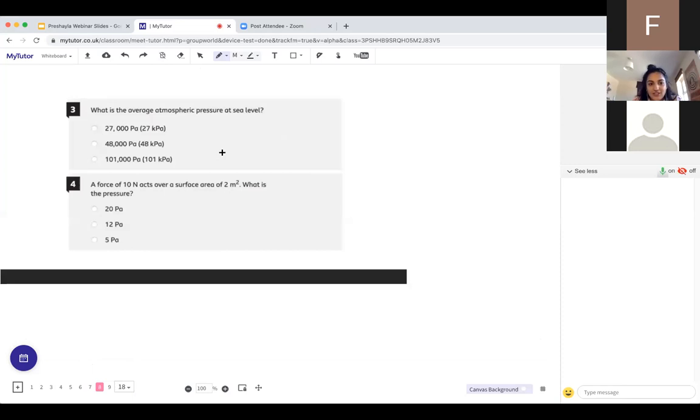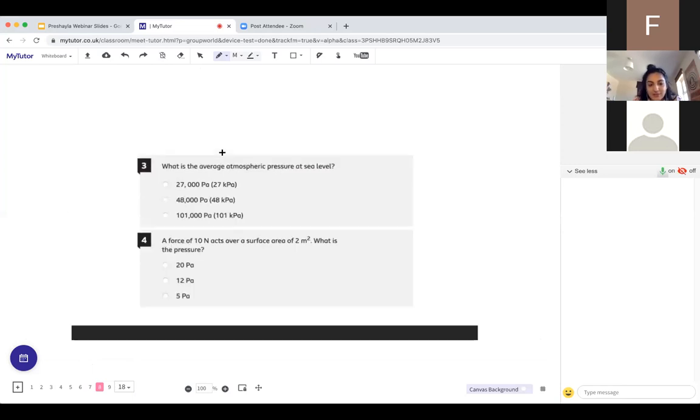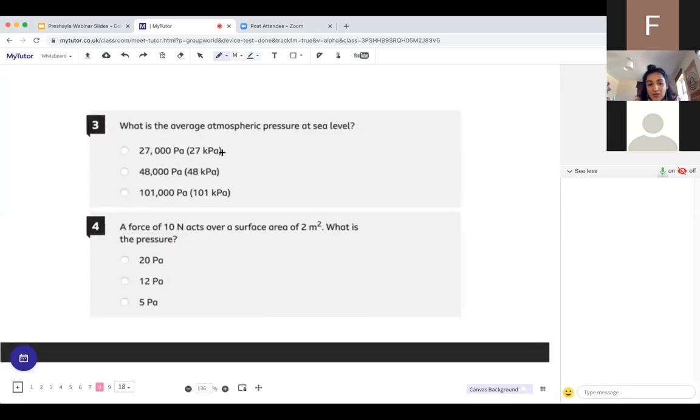What is the average atmospheric pressure at sea level? So you need to think back to what we were just talking about. So this is sea level. Remember, I gave you two values. One was sea level, one was cruising altitude. So which one would this be? Sea level. And mathsy question here for you. We have a force of 10 newtons and an area of 2 meters squared. What is the pressure? So 2 minutes to think about the answer to those two questions.